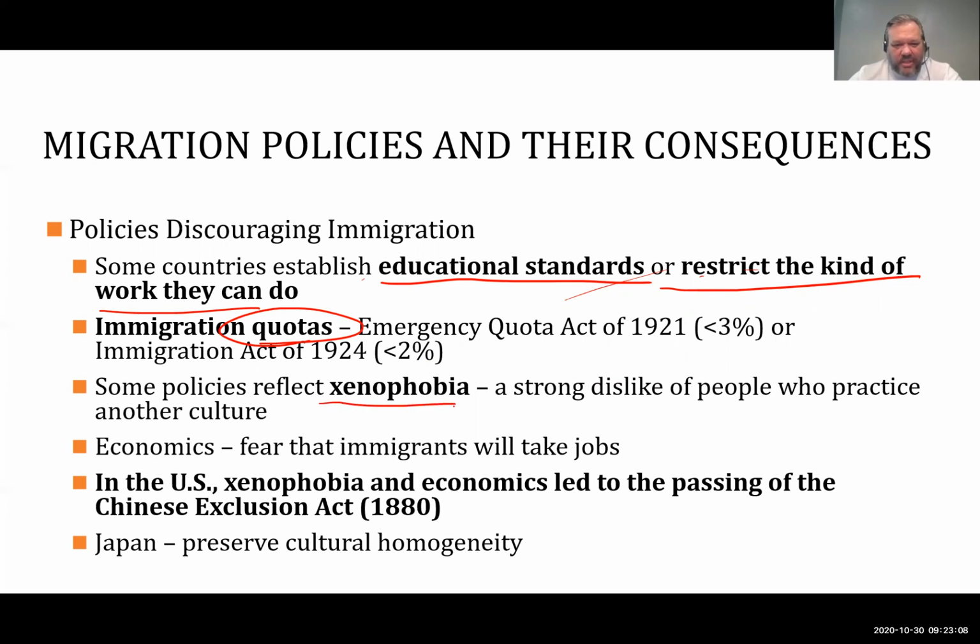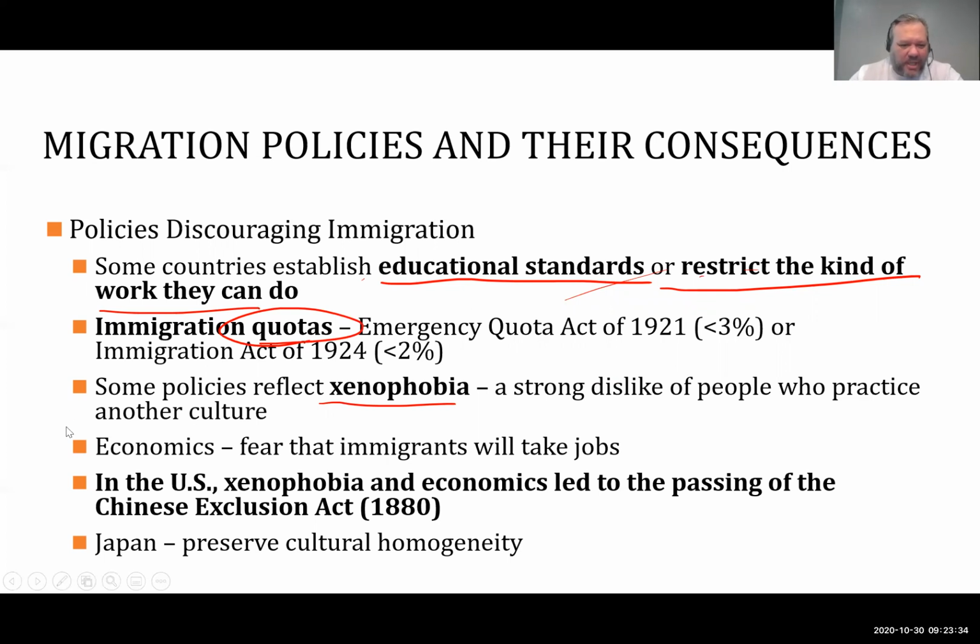Again, some policies reflect xenophobia, which is this dislike of people that practice another culture. And so the U.S., for the most part, throughout its history, says we welcome people from other cultures, but that's not always been the smoothest transition when those cultures come in. There is going to be often some type of clash, and that happens, and we try to work through it.